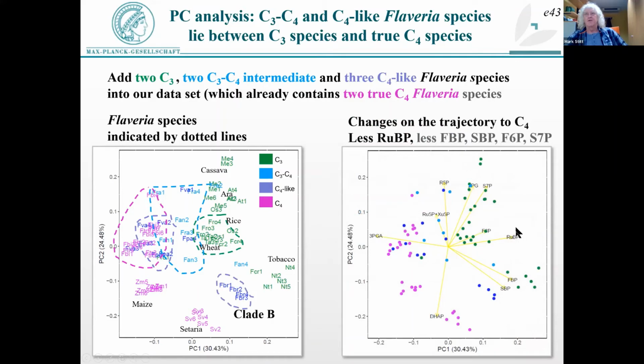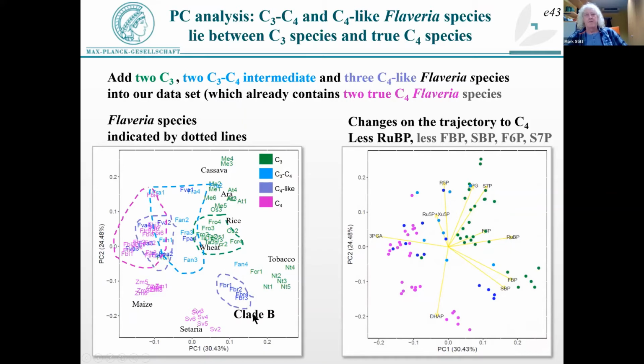I'm not going to go into a lot of details here, but when we look at the weighting on the PCA, we can see that what is driving the evolution from C3 to C4 is that the C3s have more ribulose bisphosphate. What's happening over here? All these metabolites here are dropping. So we're looking at less ribulose bisphosphate, less FBP, less SBP, and so on, and more PGA. And this is sort of the pattern.